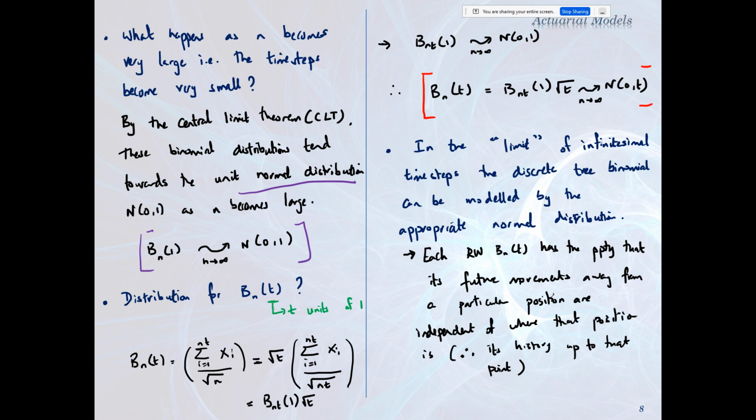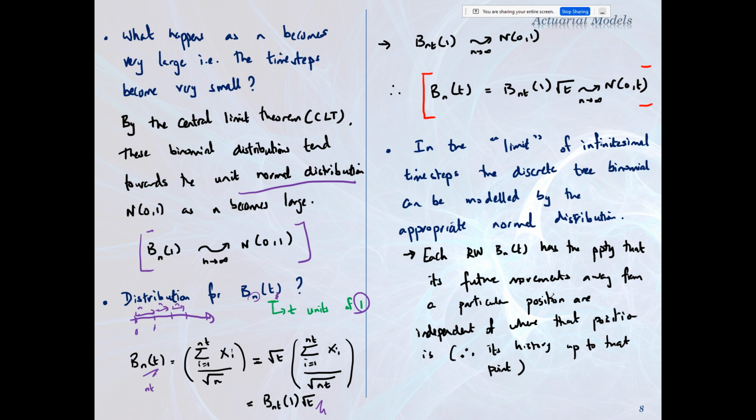What happens to Bnt? We had this interval from 0 up to 1, and we said that here we have n time steps. Now we have t units of 1, where each unit interval in time has n time instants. So in total we have nt time steps. After this simplification, we can write Bnt as Bn1 times square root t.